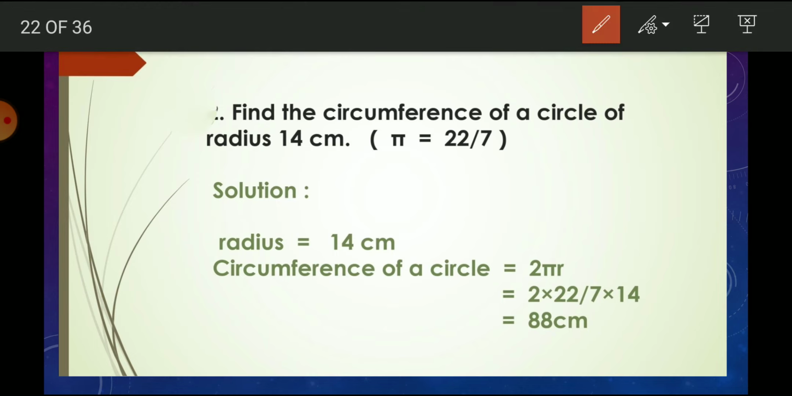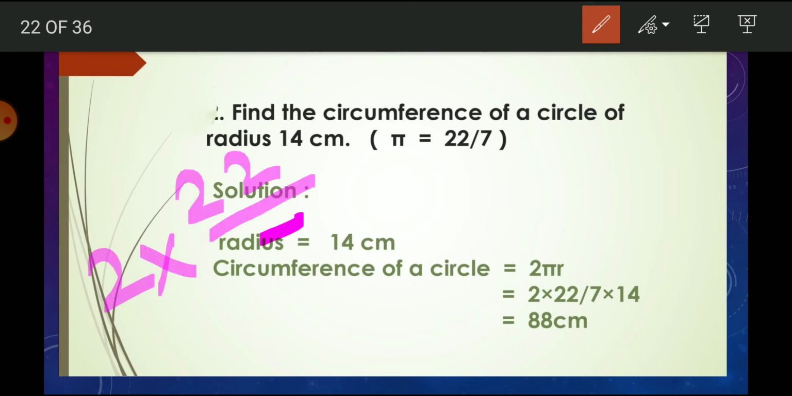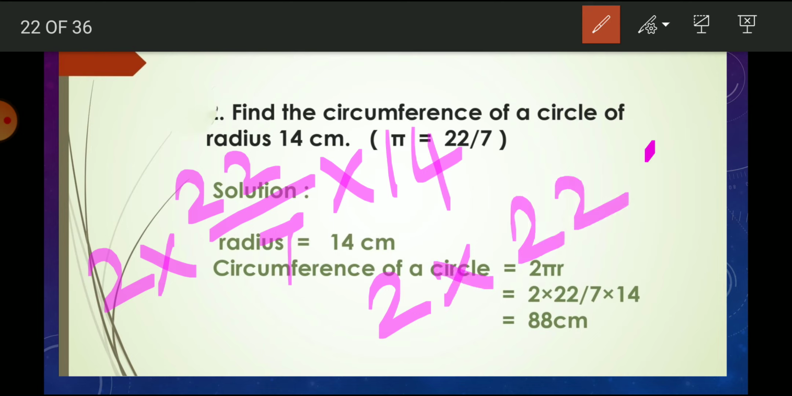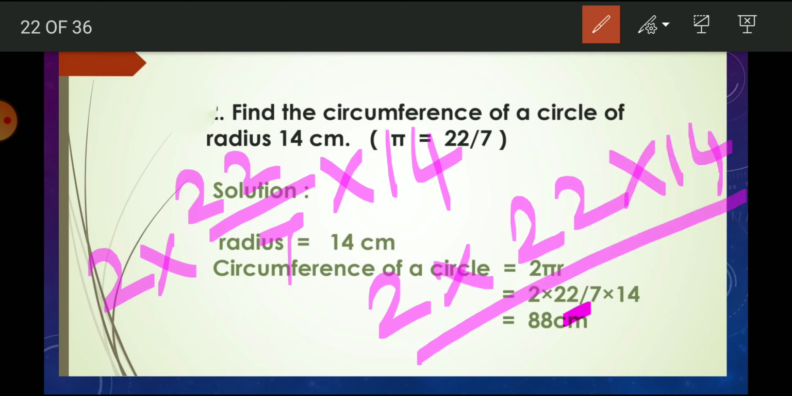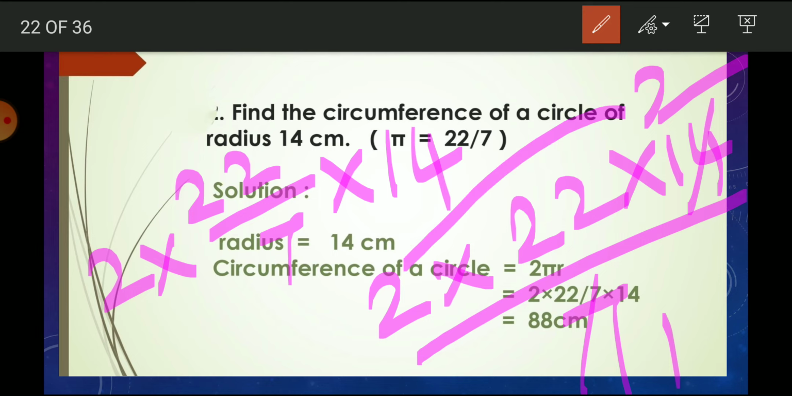Okay, here 2 into 22 by 7 into 14. Okay, so after that we can write it as 2 into 22 into 14 divided by 7. Okay, here the 7 is an odd number, the 2 and 22 and 14 are even numbers. Okay, so 1 7 is 7, 2 7s are 14. So the remaining 2 2s are 4 and 4 into 22, that is 88 centimeter.